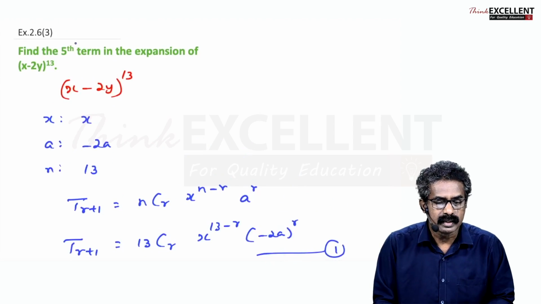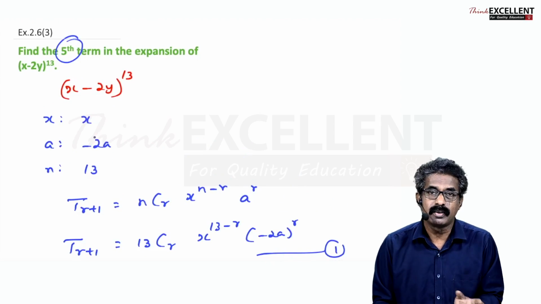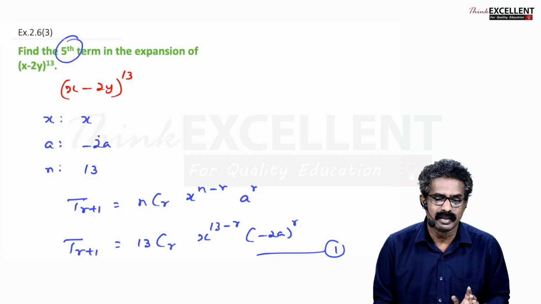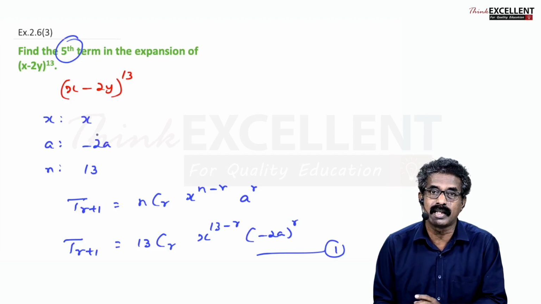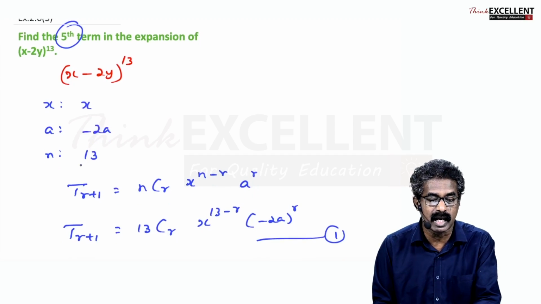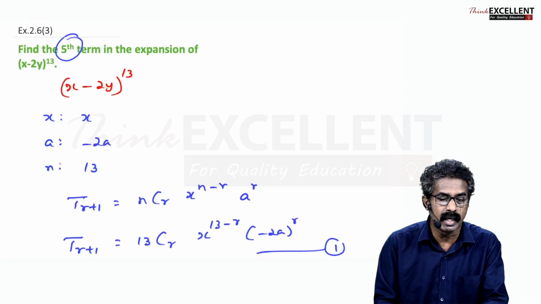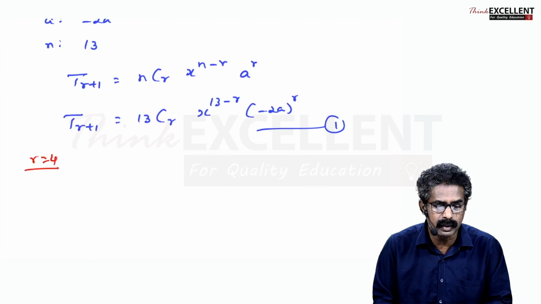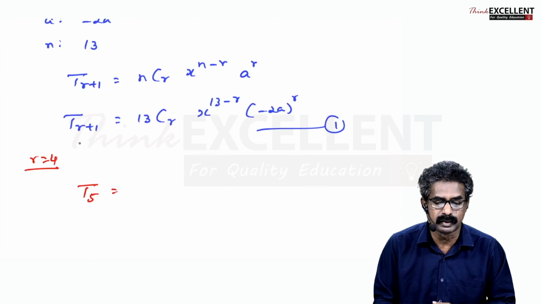Now you see what they asked. They asked to find the fifth term. How can you find the fifth term? Put r equal to 4. If they ask you to find the seventh term, put r equal to 6, any term. If they ask for the 10th term, put r equal to 9, because T(r+1). We want the fifth term, so put r equal to 4. When r is 4, 4 plus 1 is 5, right?